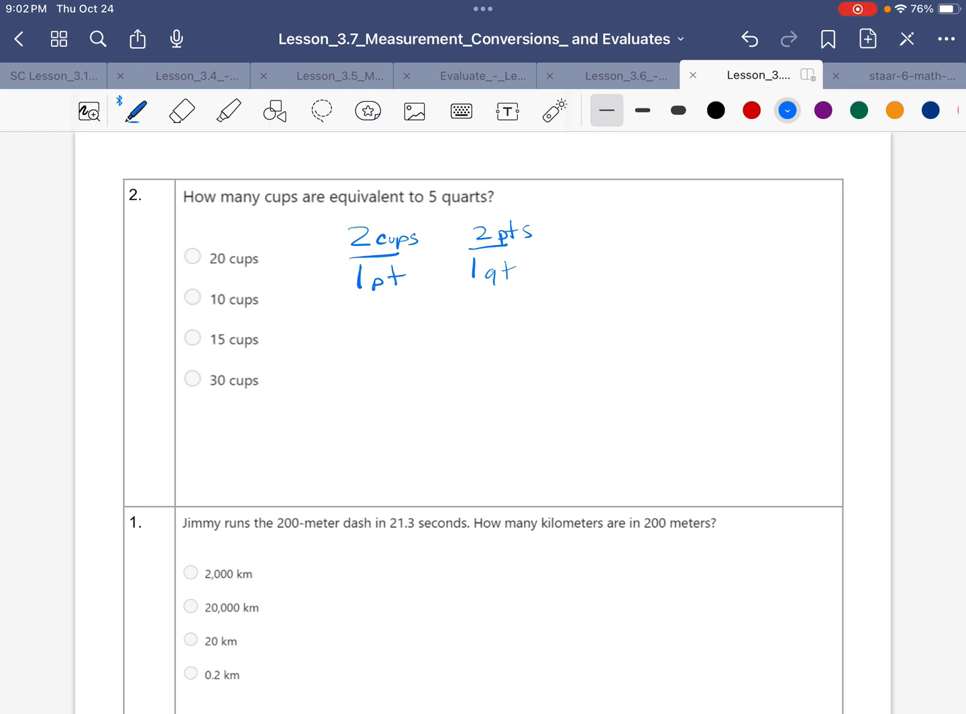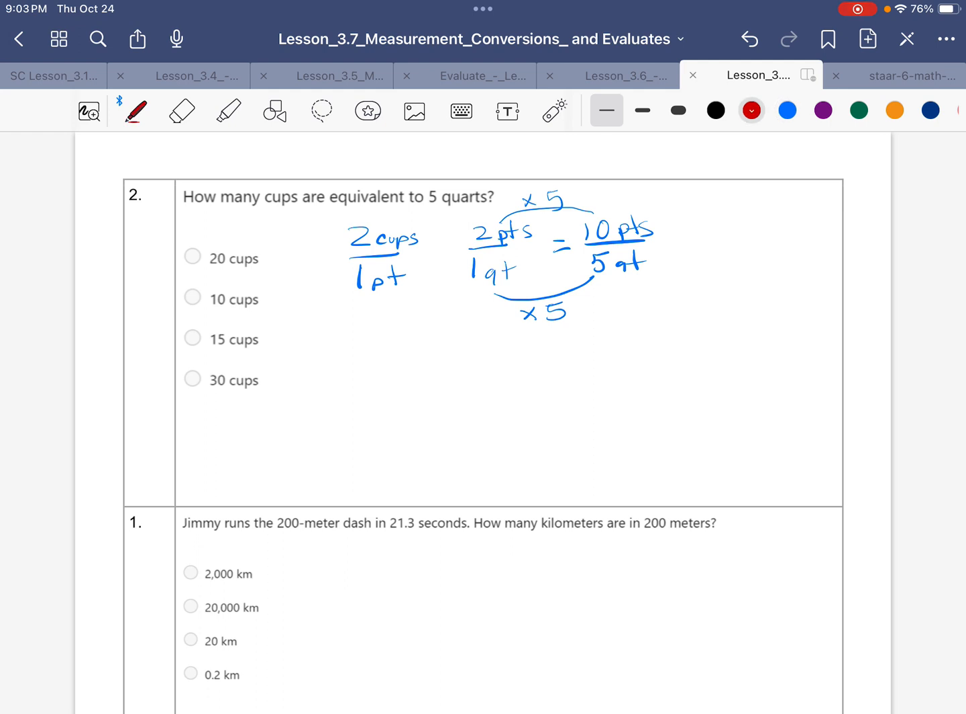And we have 5 quarts. So let's start over here. We have 5 quarts. Let's figure out how many pints that gives us. Go from here to here, that's times 5. We can go here to here, times 5. So that should give us 10 pints.